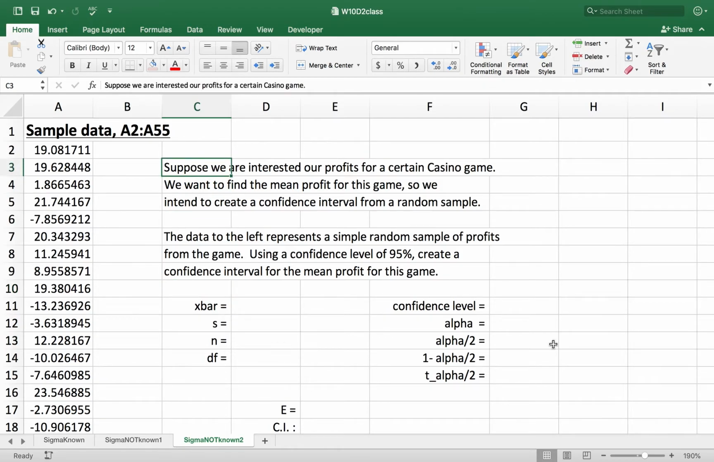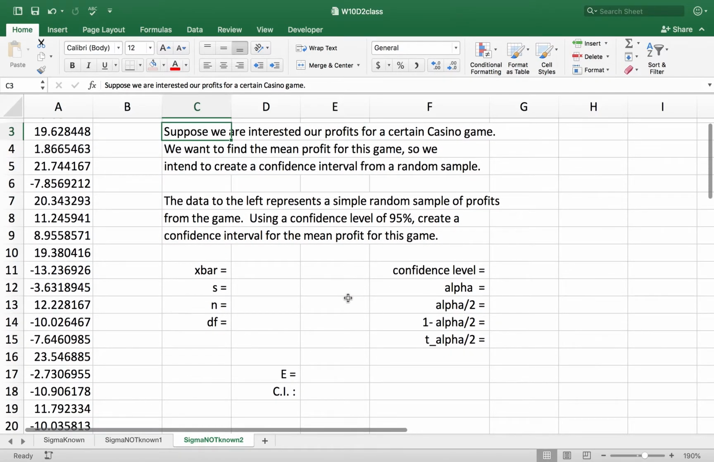Suppose we're interested in our profits for a certain casino game. So I don't know, maybe we're playing a slot machine, maybe we're playing poker, or whatever. We want to find the mean profit for each time that we play this game. So we intend to create a confidence interval from a random sample. So the data to the left represents our simple random sample of profits from playing whatever game you're interested in. Using our confidence level of 95%, create a confidence interval for the mean profit for this game.